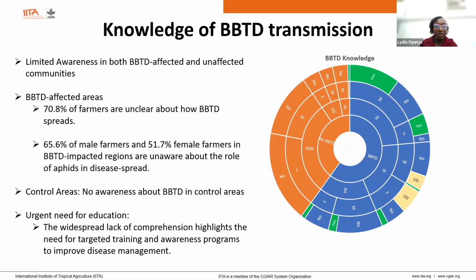And then we have the male representation and the women representation, showing that they were not aware of the spread of BBTD. And then in the control regions, we had no one respond that they knew how BBTD spreads, which tells us that there's an urgent need for education in order for us to have targeted training and awareness programs, to improve the knowledge of the people in the region in order for them to have a better understanding on how BBTD spreads and the control measures to put in place in order to manage the disease.